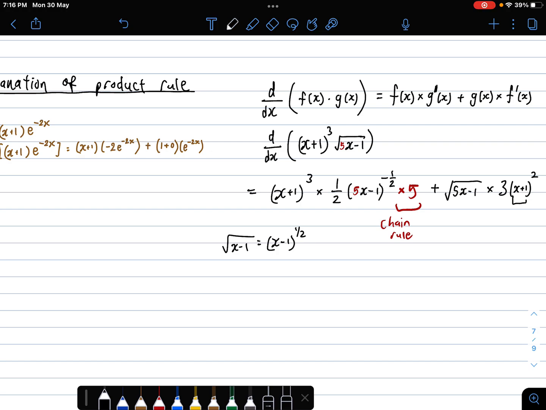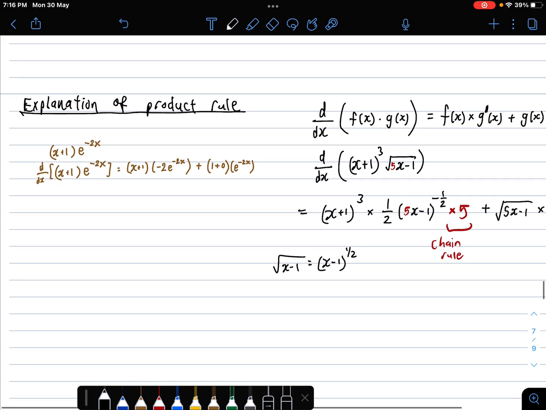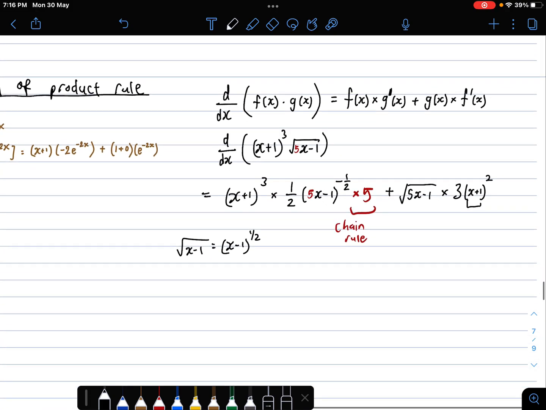Then the rest is just cleaning up and simplifying. I don't want to do that for now. Let's focus on the... Should I do it? Okay, you know what? Never mind. I will just do it.